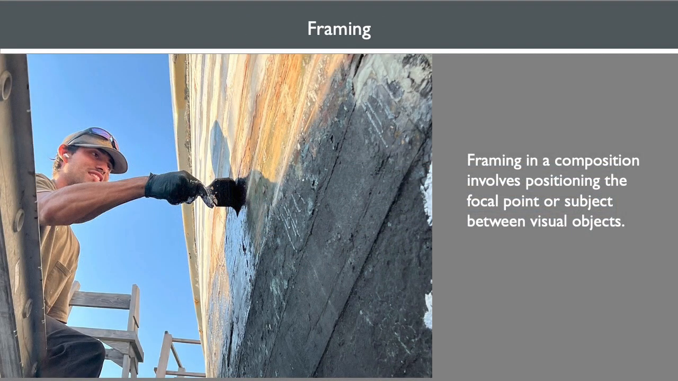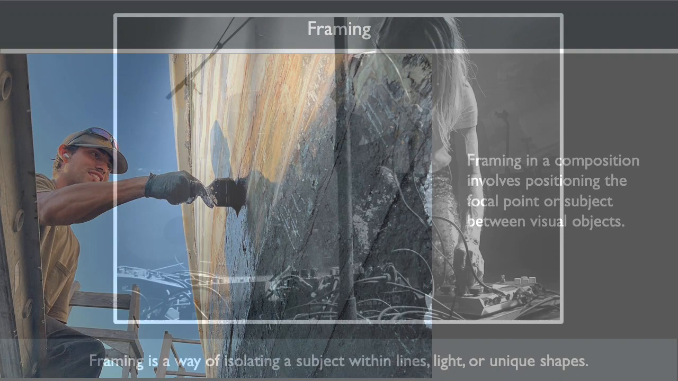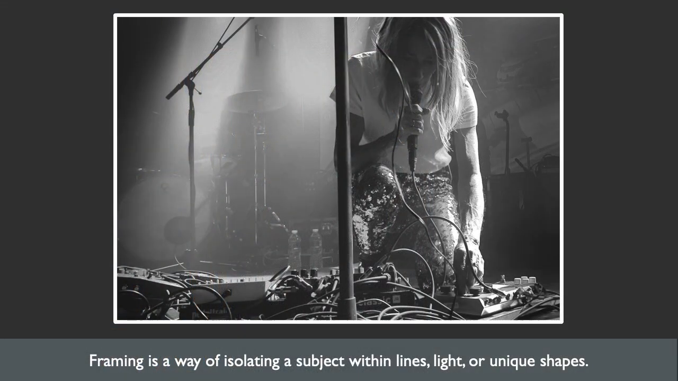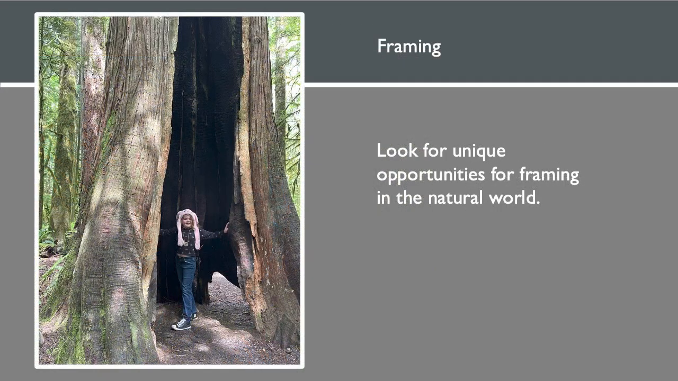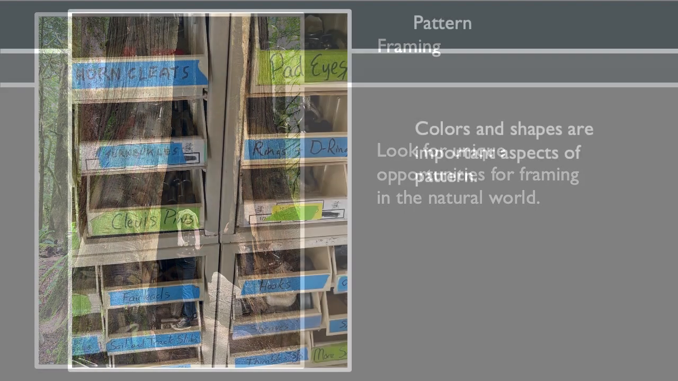Framing in a composition involves positioning the focal point or subject between visual objects. Seek out unique perspectives to frame a subject or object. Framing is a way of isolating a subject within lines, light, or unique shapes. You can also use deliberate framing to add interest to the photograph. Staging a photo for framing is a great way to explore this. Look for unique opportunities for framing, such as shapes in nature.